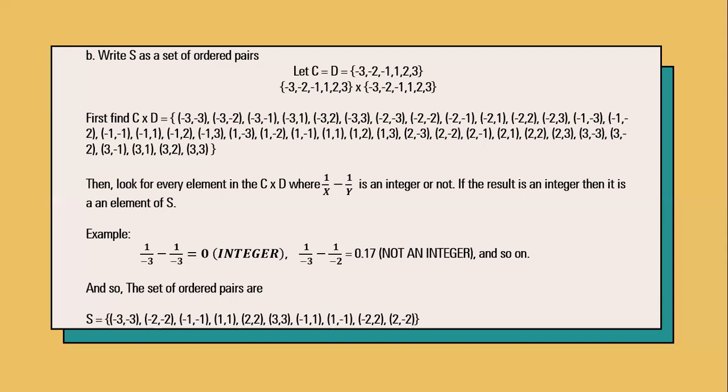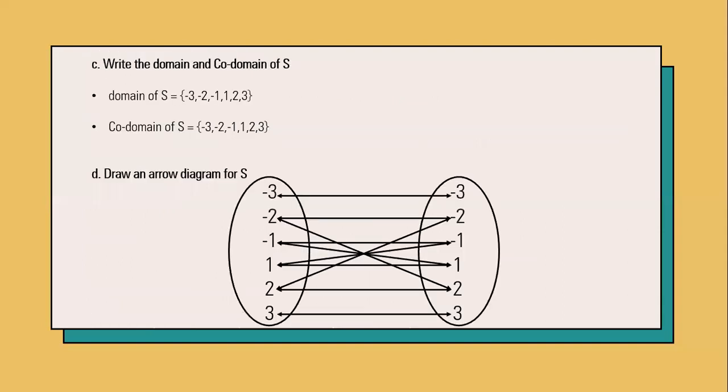Again, we found the set of ordered pairs just by using the formula 1 over x minus 1 over y, and if the result is an integer, then we are going to include it in the set of ordered pairs. So let's head to problem C. Write the domain and codomain of relation S. So the domain of S is negative 3, negative 2, negative 1, 1, 2, 3.